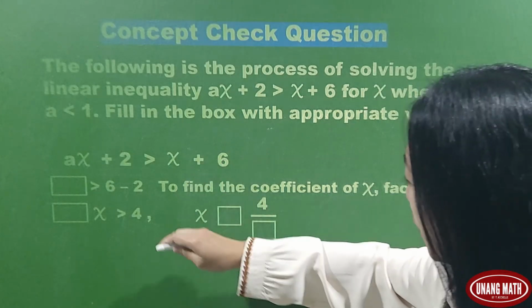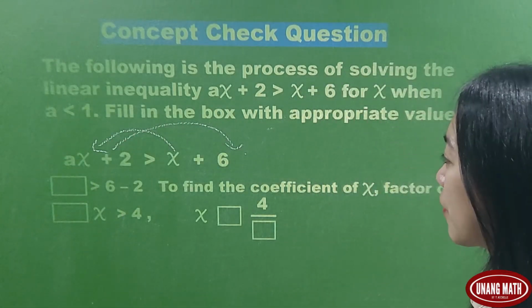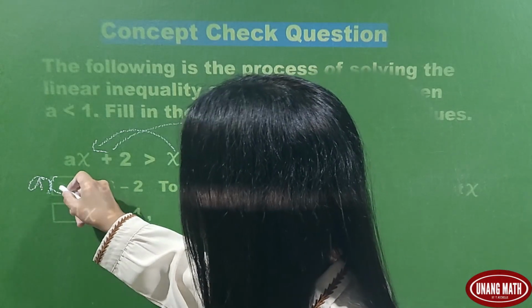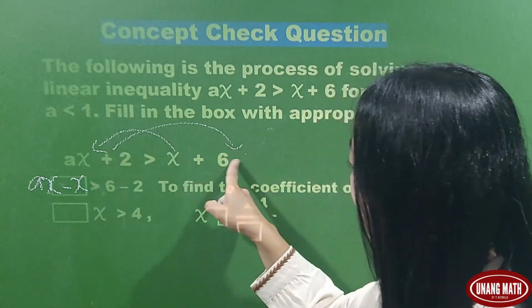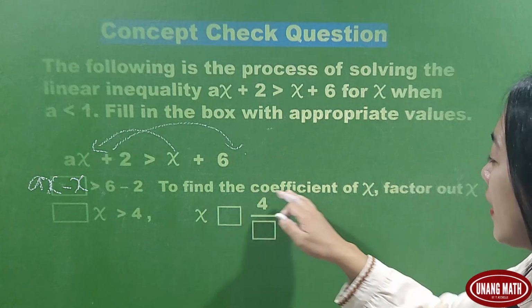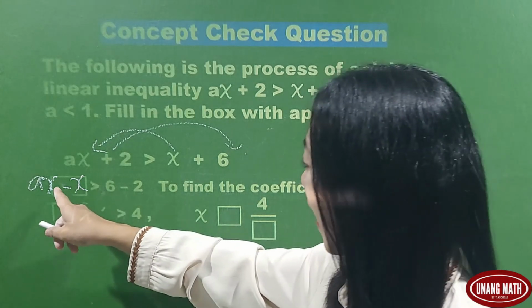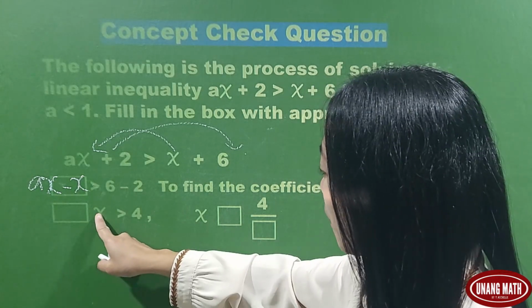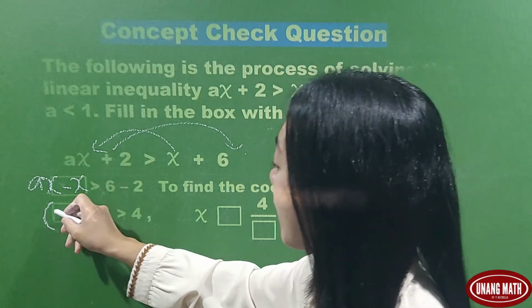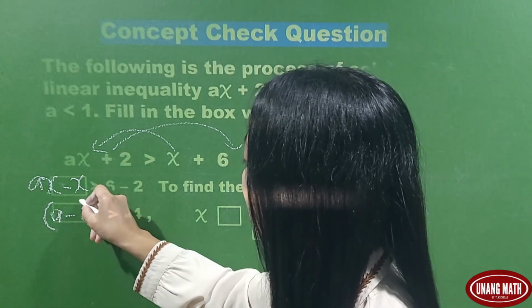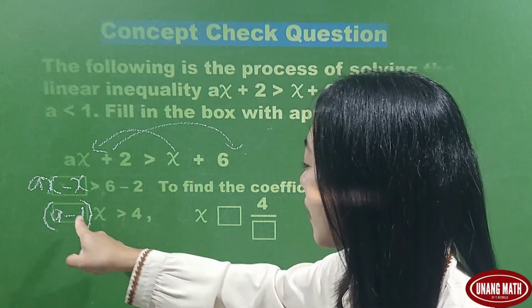Okay, to solve this one, we will be transposing 2 to the right side and x should move to the left side. So we have here ax minus x is greater than 6 minus 2. And to find the coefficient of x, we need to factor out x. So this is ax minus x. To find the coefficient of x, factor out this expression. So inside the parentheses is a minus 1. So that's the coefficient of x.